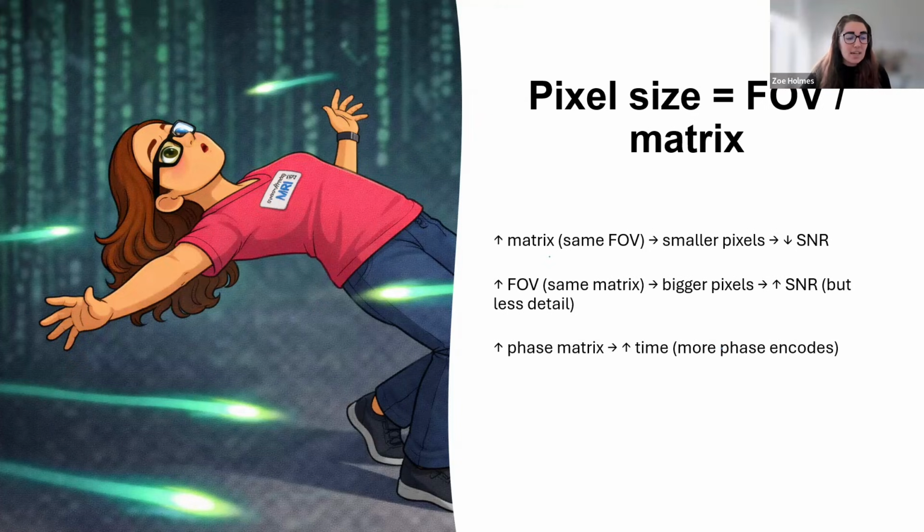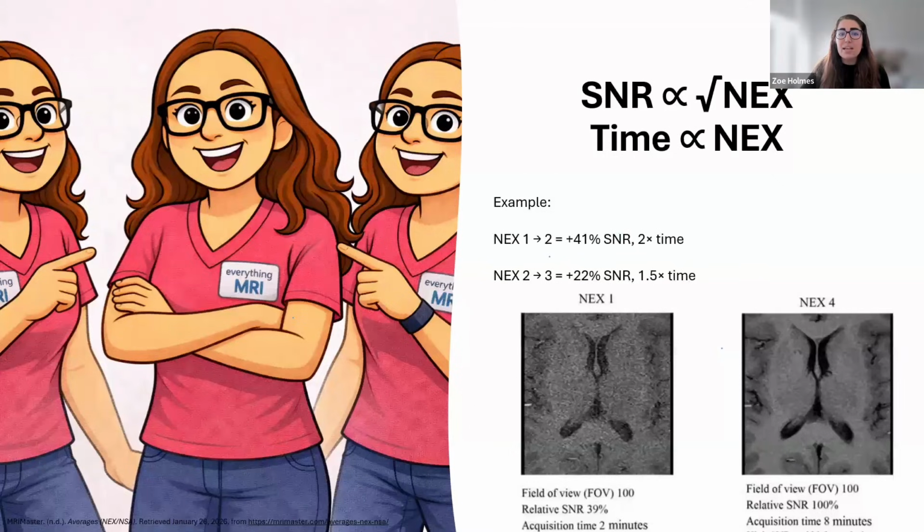So when someone wants more detail, just ask for clarification on what they're really looking for. Next, your signal to noise is proportional to the square root of your NEX, your number of averages. So the key is to understand averaging. When we double our NEX from 1 to 2, we do get a 41% increase in our signal to noise gain, but we will double our time. So what should we do?